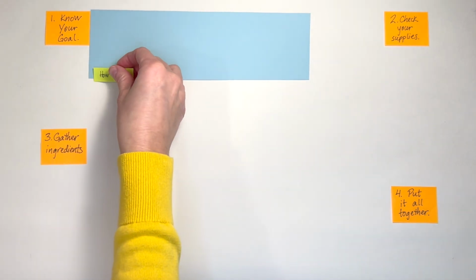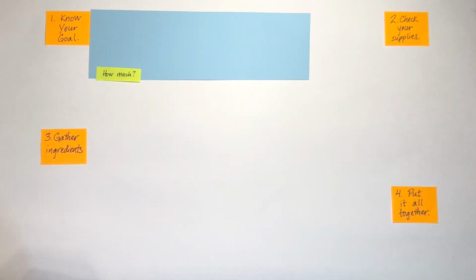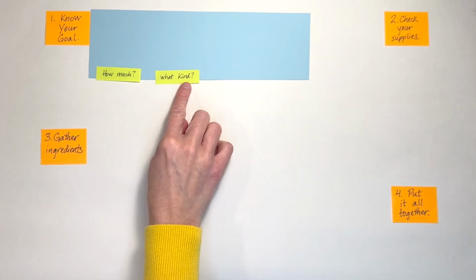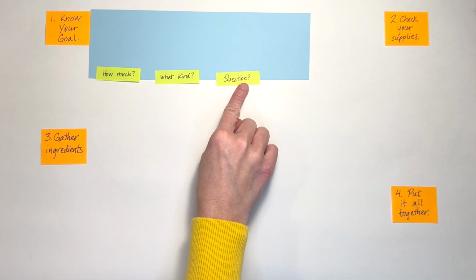And when you're looking at an assignment, you want to look at least 3 things. First of all, you want to know how much you're going to be writing. Second, you need to know what kind of thing you're making. Third, and I think most important, you need to know what question is your paper supposed to answer.